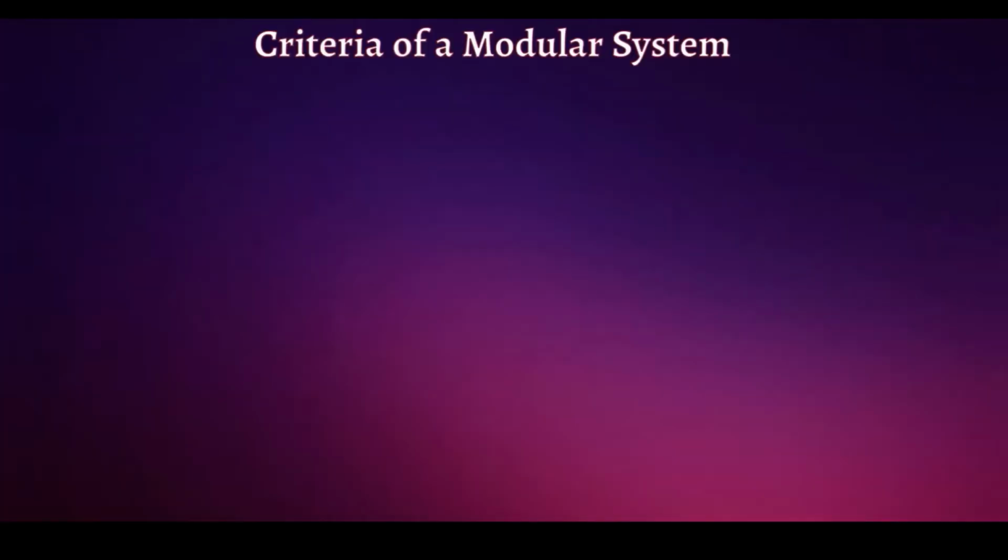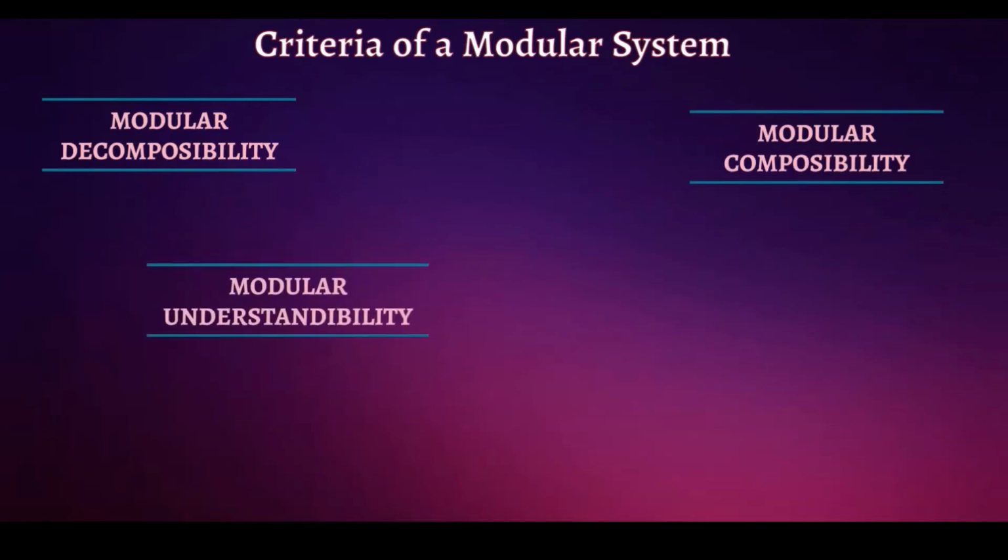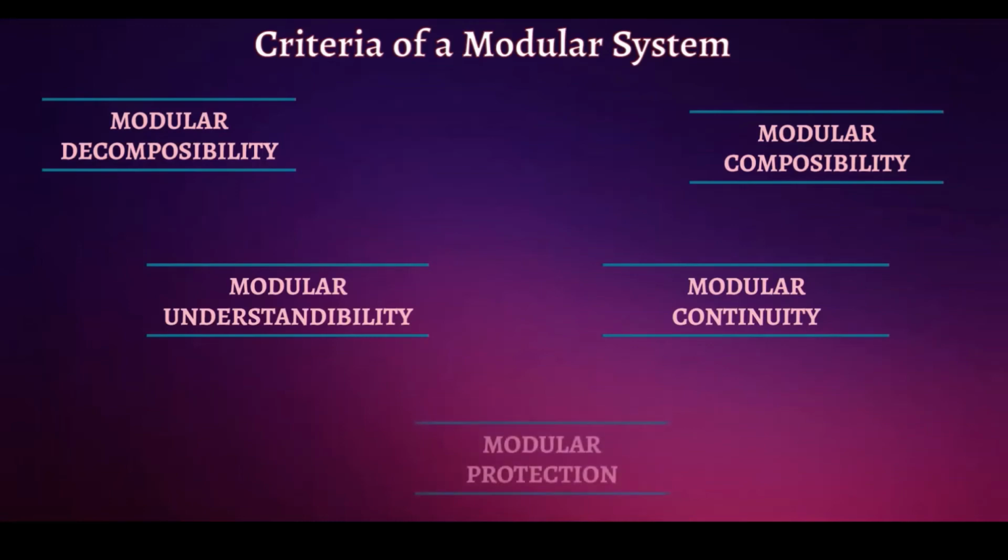Now, let's see criteria of a modular system. Criteria? Does that word sound different? Criteria are nothing but certain rules and regulations which should be satisfied so that it could call itself a modular system. There are 5 criteria for a modular system. The first one is modular decomposability. Then modular composability, modular understandability, modular continuity, and the most important thing, modular protection.